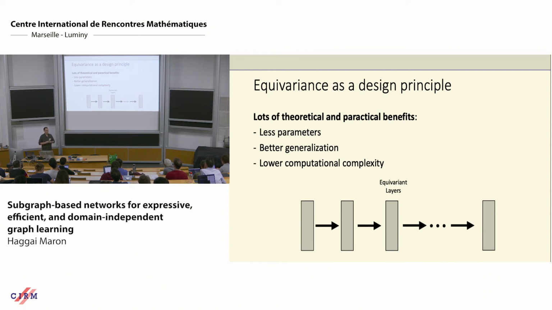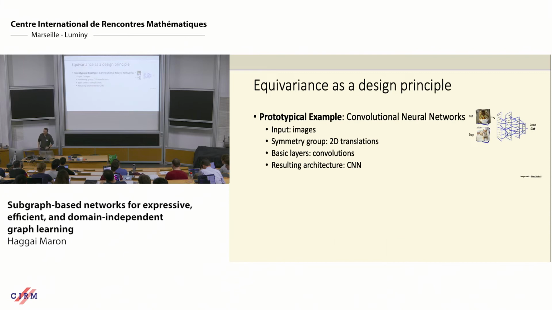You get significantly fewer parameters. In many cases, you can actually count the number of parameters. If you're interested in that, let me know. It's kind of a nice application of representation theory to deep learning. You get better generalization because you restrict your class of functions, and you get lower computational complexity. And I think by far the prototypical example.